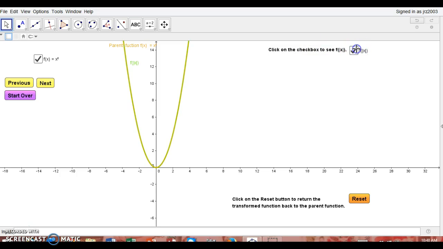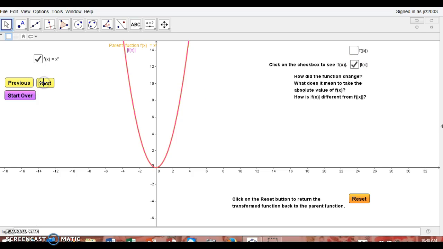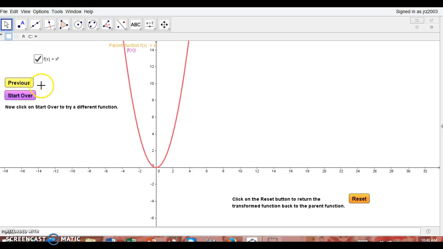And then taking the absolute value of x does not change this function. How did the parent function change? What does it mean? Do you see any type of reflection? And then taking the absolute value of the entire function f of x also does not change here. And you can go through those explorations with them or have them write their answers down.